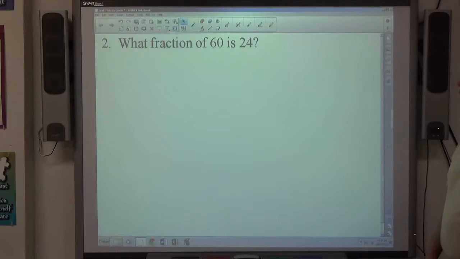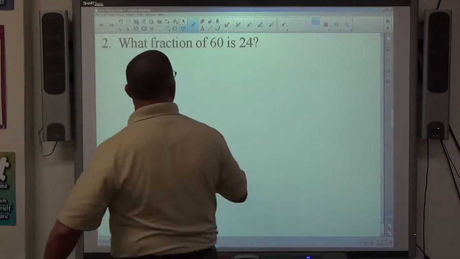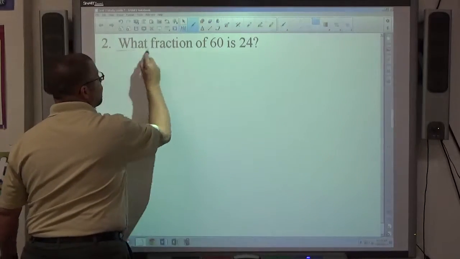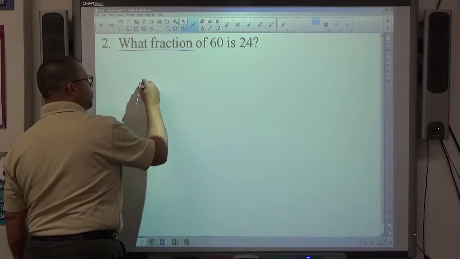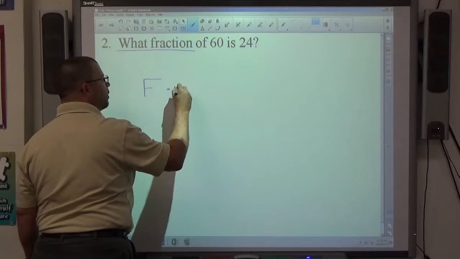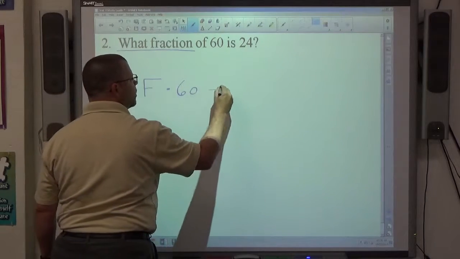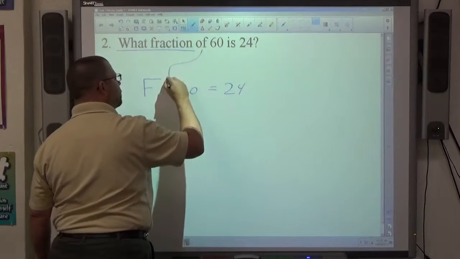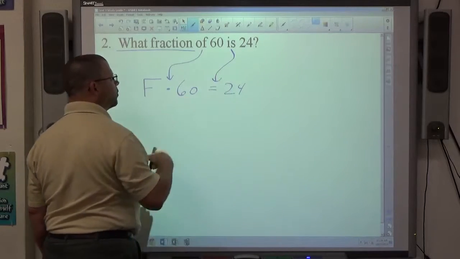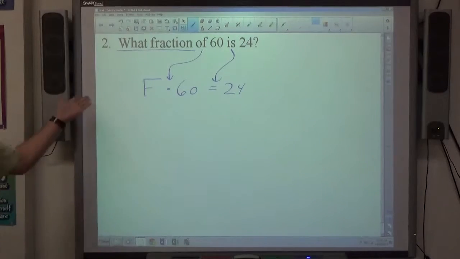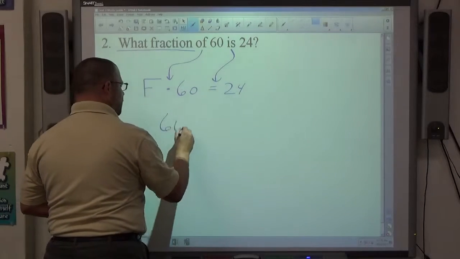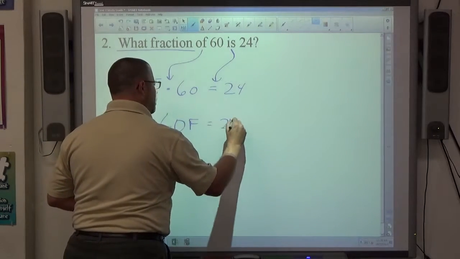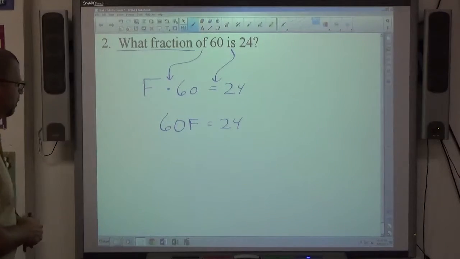Number 2, what fraction of 60 is 24? They are actually requesting here a fraction. Anytime there's a fraction of, that means multiplication, so fraction of 60 is 24. So of means multiplication, is means equals, the number is 60 and 24. What fraction is the unknown? I prefer looking at it like this, 60f equals 24. I just think that's a nicer look in my opinion.